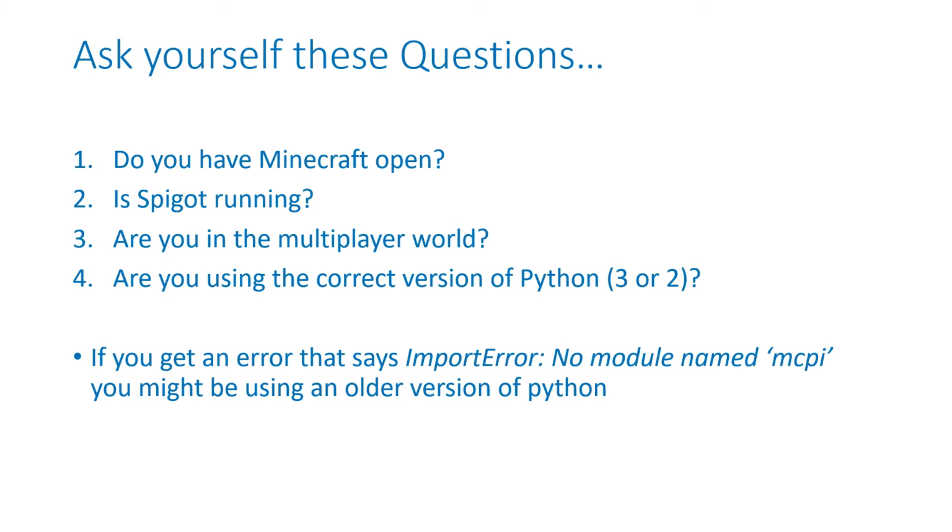And to check if Spigot's running, secondly, look at the command prompt that we saw with the black screen with the white writing, and check that it's completely loaded up. Thirdly, we have to check that we're in the multiplayer world, as I said. And fourth, check that we're using the correct version of Python, because if an outdated version of Python works with an updated version of Spigot, it may not communicate well. If you get an import error mentioning mcpi, you might be using an older version of Python, so that explains your problem there.